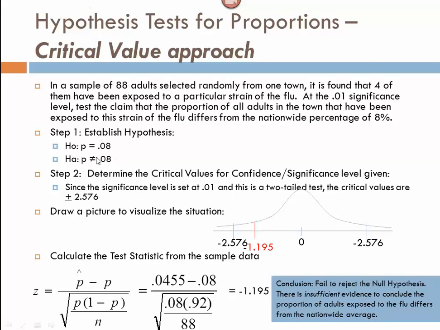In this case, it said that they suspected it differed from the nationwide percentage. And so here we say there's insufficient evidence to conclude that the proportion of adults exposed to flu differs from the nationwide percentage. So after "sufficient evidence to conclude," I'm simply restating the alternative hypothesis, which almost matches exactly with what was set up here.